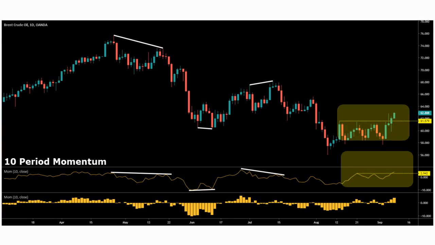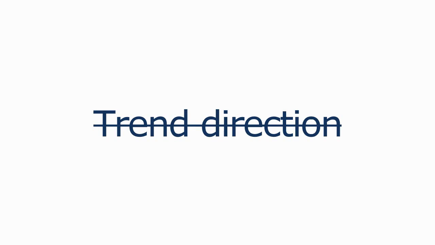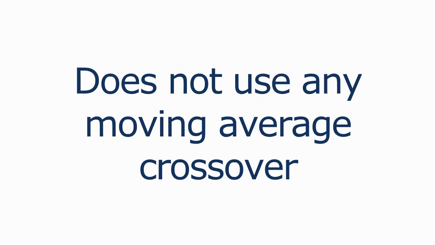Breakout of range, higher high in momentum, there's a greater probability of price moving away from the breakout location. And you should also note that the momentum indicator does not tell you trend direction. For that, you can use price action, price structure, or moving average to determine what state the market's in. In the simplest form, there is no crossover. There's no moving average crossover.